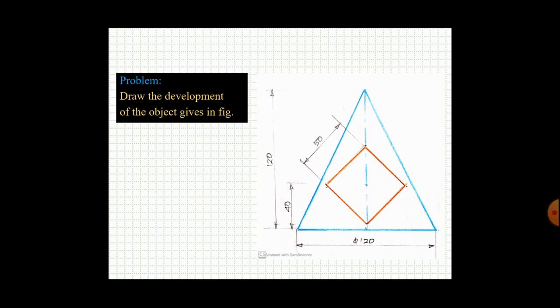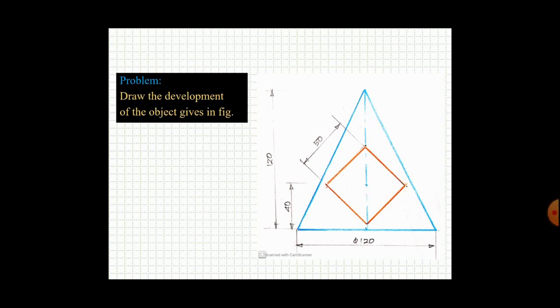square hole, in the shape of a square of size 50, at a distance of 40 mm from the base. That means the center of the square is at a distance of 40 mm from the base of the cone, and the square hole is horizontal and perpendicular to VP. It is very clear from the figure.